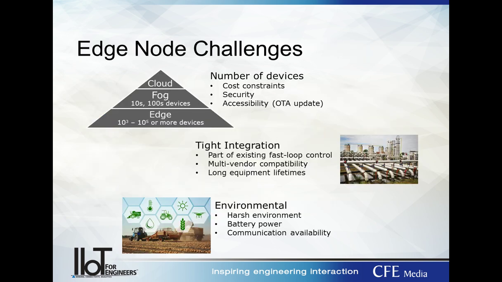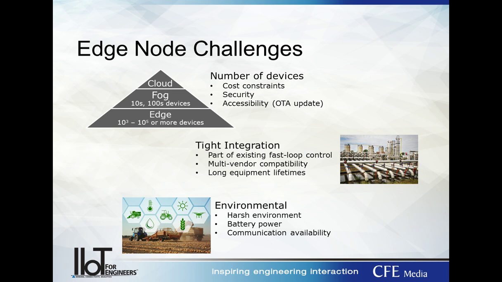So specifically, let's talk about edge node challenges. One of the biggest challenges about edge nodes comes from this triangle here, which is the number of them. Generally, I like to think of the cloud as one thing, even though it might be 100 computers up there, but it's really one concept in an IoT system. But down at the fog, now you're going to have tens to hundreds of gateways. But out at the edge, you're going to have thousands or tens or hundreds of thousands of devices.